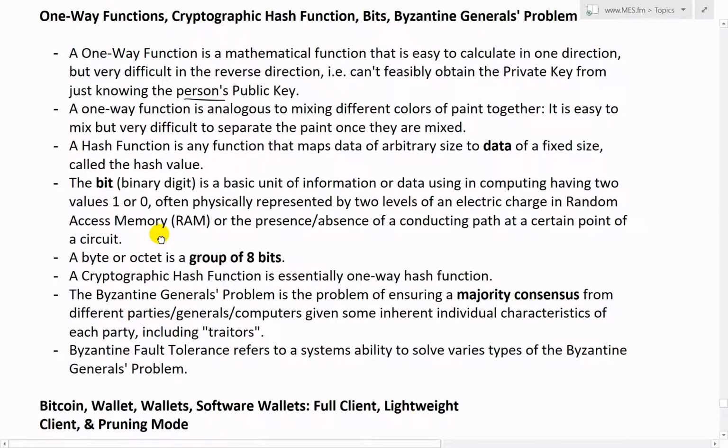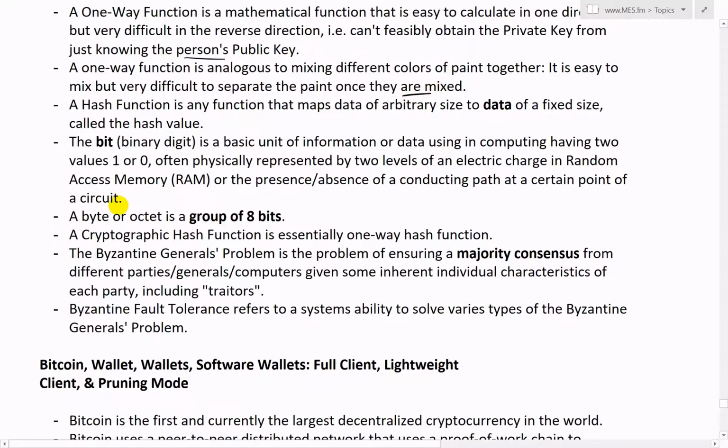Yeah, so that's one-way. It's again that paint mixture analogy, which is quite amazing. A one-way function is analogous to mixing different colors of paint together. It is easy to mix but very difficult to separate the paint once they are mixed. Again, the paint one is a great analogy.